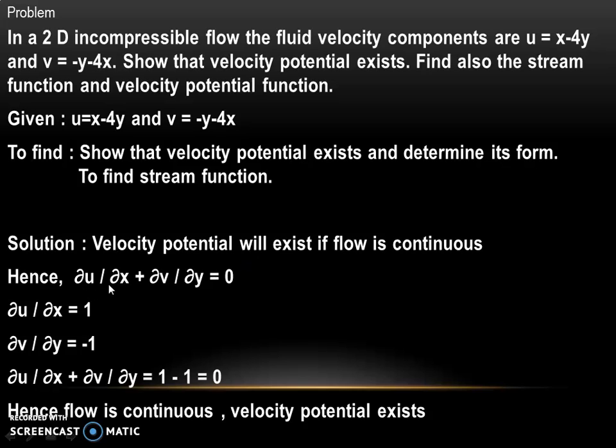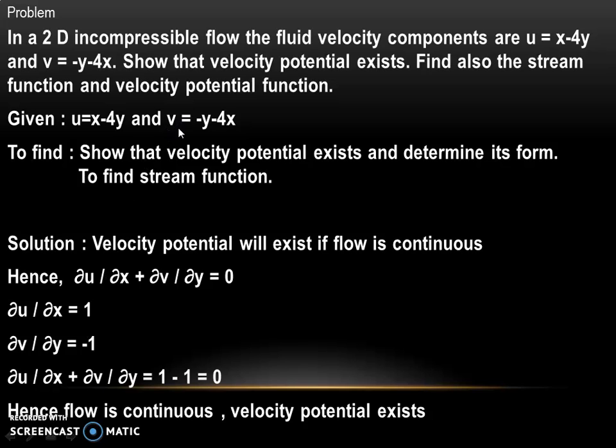So to begin with, we will find out what is dou u by dou x. We have the expression for u equal to x minus 4y. We will differentiate this u with respect to x. So dou u by dou x will be equal to 1 into x raised to 1 minus 1 minus 0. So 1 into x raised to 1 minus 1 will be 1 into 1. So finally we get dou u by dou x equal to 1.